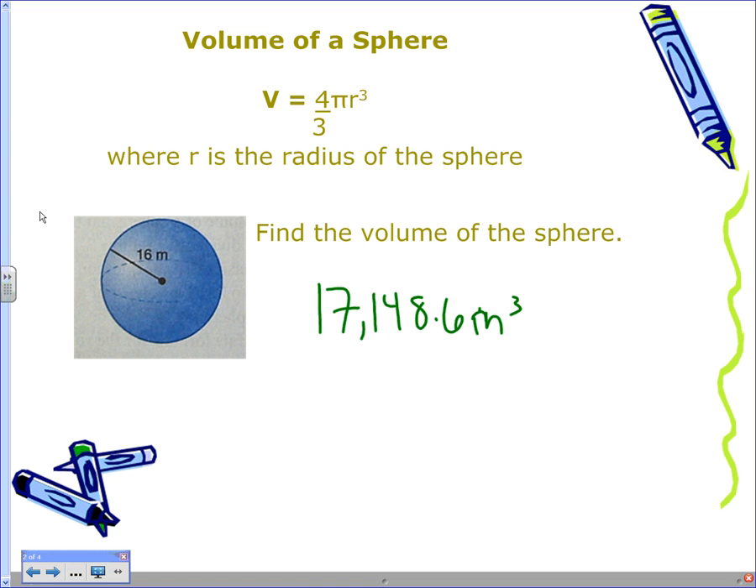If you use the pi button, you get 17,157.28. So if you use the pi button or if you use 3.14, you'll be a little bit off, depending on which way the book does it. I think they use the pi button. Although last year, I think they used 3.14.